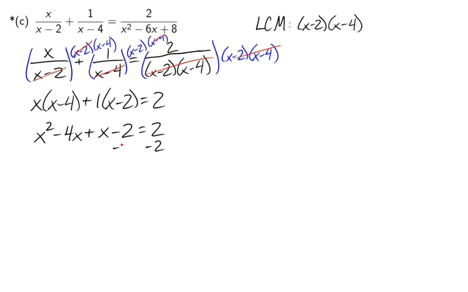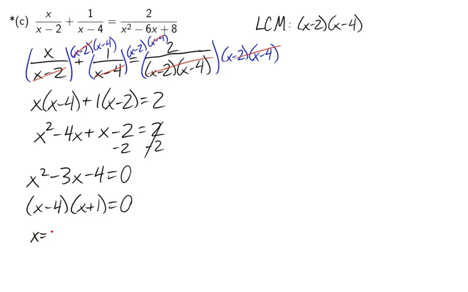So I'll subtract 2 from both sides. This gives me x squared, I get a minus 3x, and negative 2 minus 2 is minus 4. Let's factor it. x minus 4 times x plus 1. So this means x equals 4, or x equals negative 1.